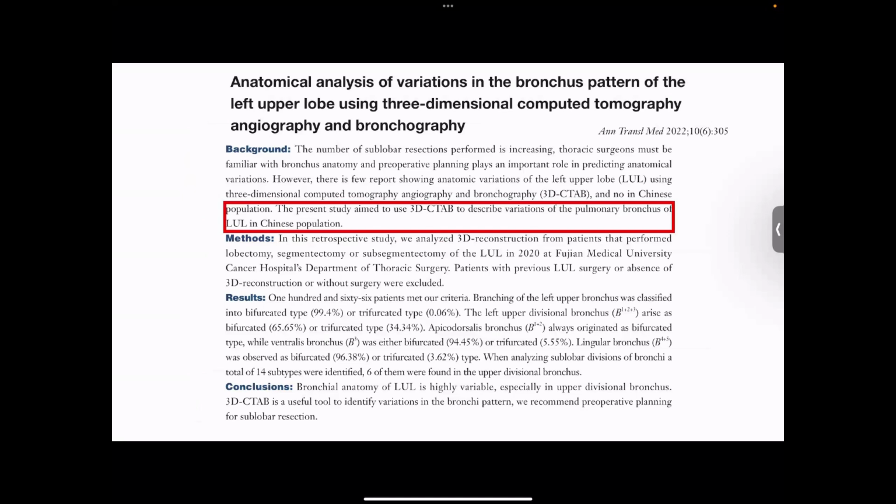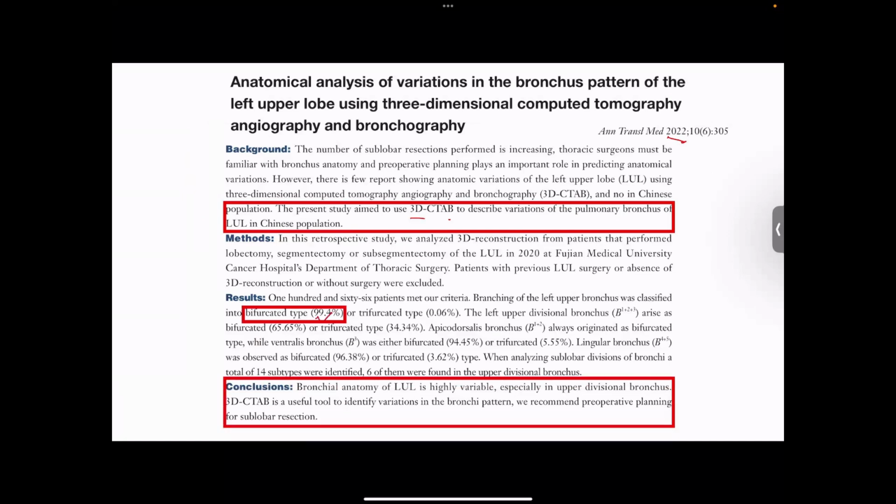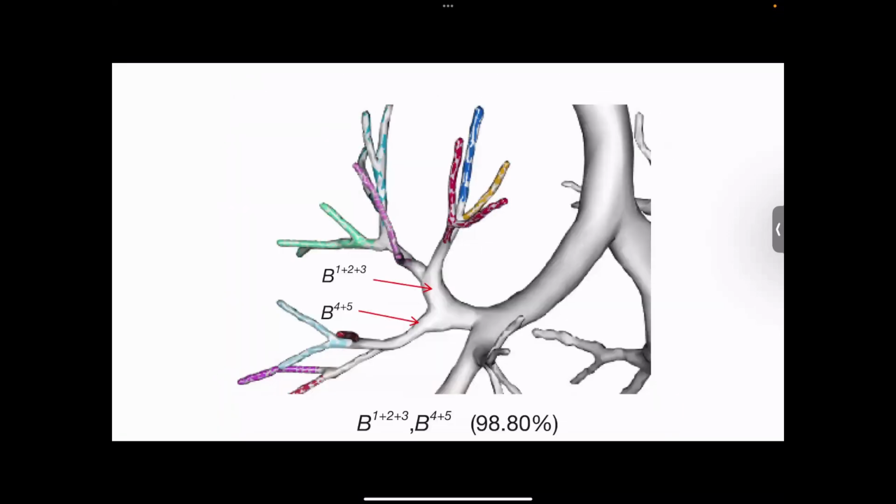So there was one study very well done in 2022. They showed the 3D reconstruction image of the CT bronchography and angiography. They found that the bifurcated type is 99.4%. And the left upper lobe is highly variable. They said that the left upper lobe is the most variable, and the variation exists more often than normal anatomy.